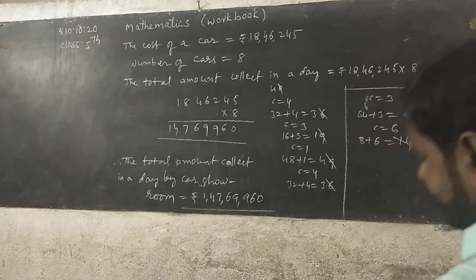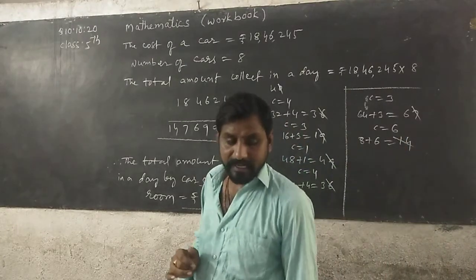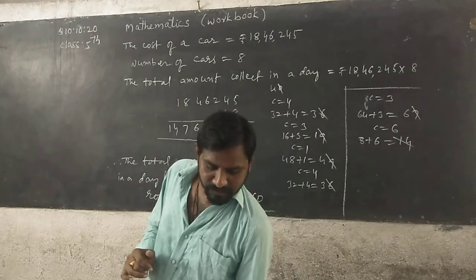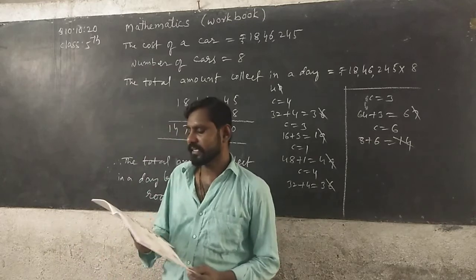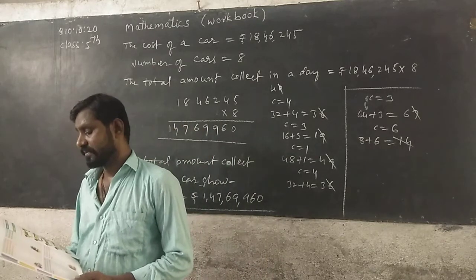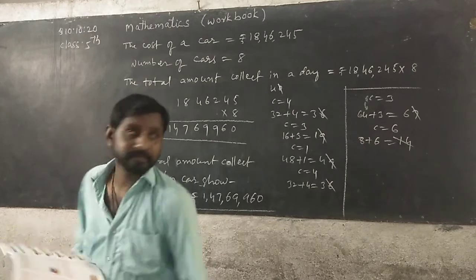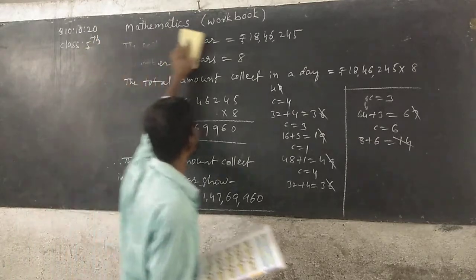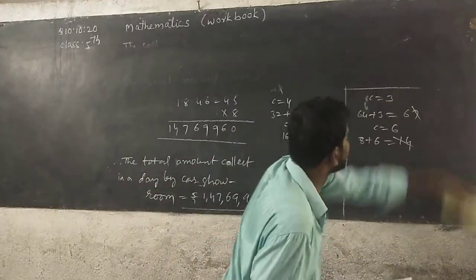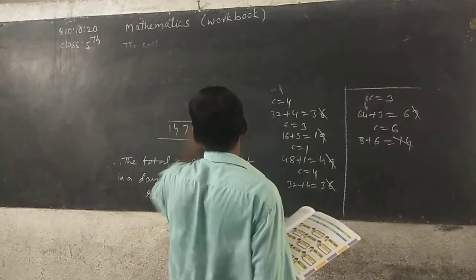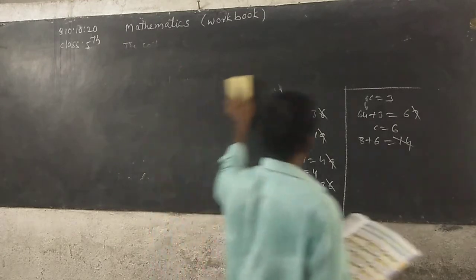Now next, a total of 36,900 books were to be distributed equally to 36 schools. How many books will each school get? See here, the total number of books is given and also the number of schools is given. You can find out how many books each school gets. You can take a division.